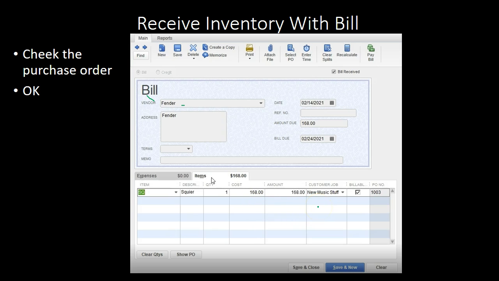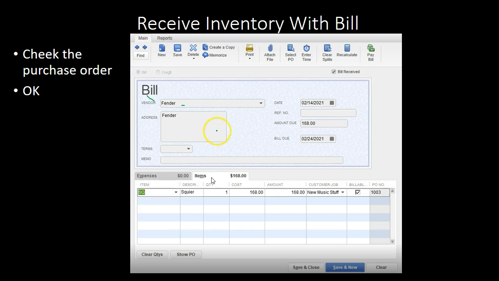It had been assigned to a customer, so we had to enter the customer into the purchase order, which then populated in the bill here as well, meaning we purchased this guitar for a specific customer in mind, probably one that came into the store and said, I would like this guitar, and we don't have the specific specifications that they would like, so we made an order for that. And then this is the purchase order that we have.